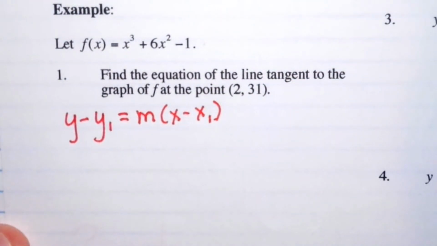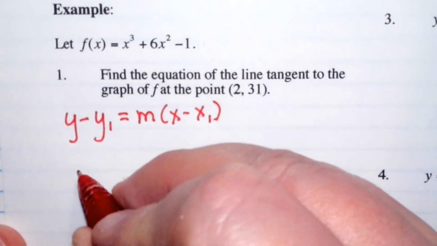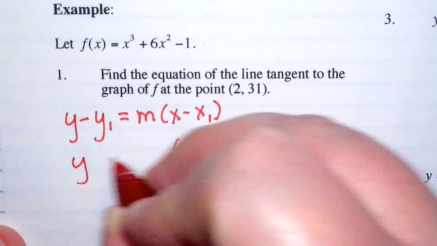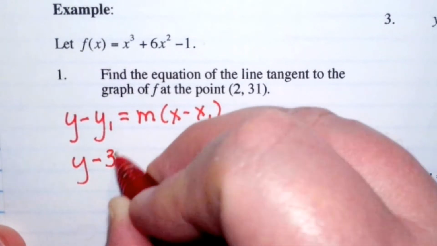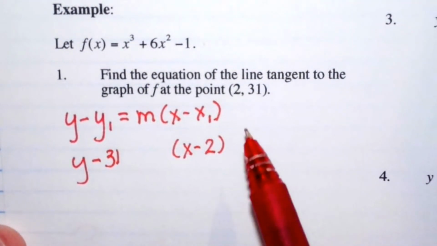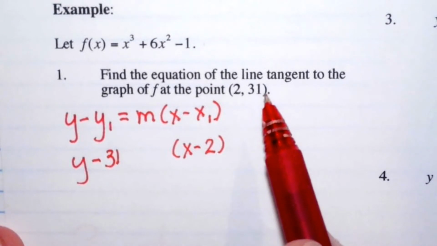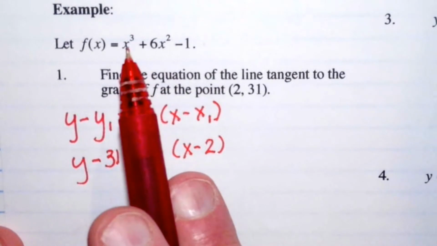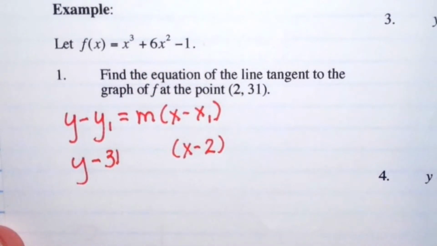y minus y1 equals m times x minus x1. So what we need is the slope and a point. Well, I've given you the point. The point has coordinates (2, 31). So we'll put the 2 in for x1, and the 31 in for y1. Now, if I had not given you the 31, I hope you know how you would have found it. I substituted 2 in for x here, and f of 2 was 31.